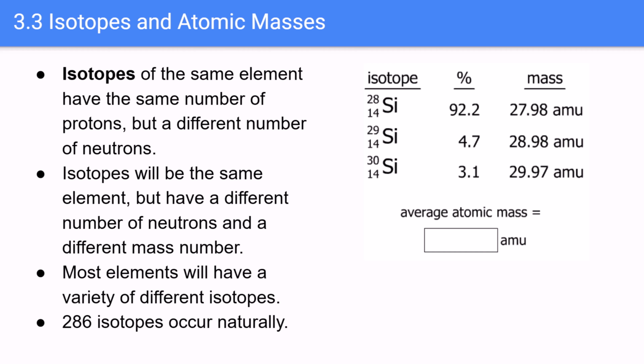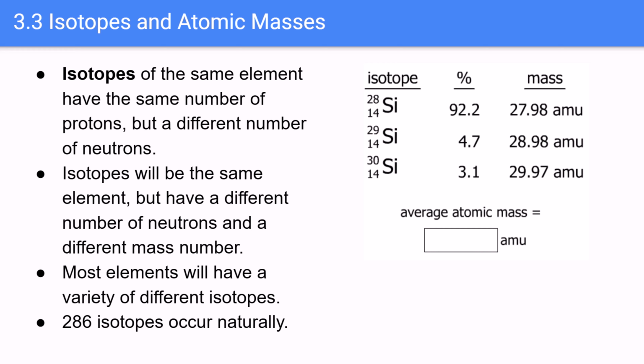We would use silicon-28 to describe the first isotope. Remember, the 28 is the mass number, that's protons plus neutrons. Silicon-29 to describe the second isotope, and silicon-30 to describe the third isotope. All 3 of these have 14 protons, but because the mass numbers are different and the atomic numbers are the same, that is indicative of them all having different numbers of neutrons.